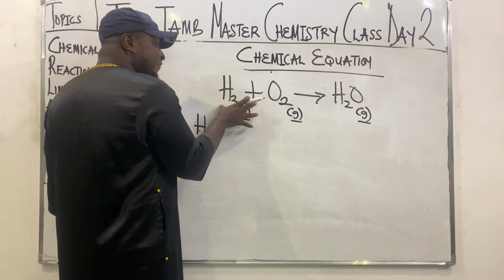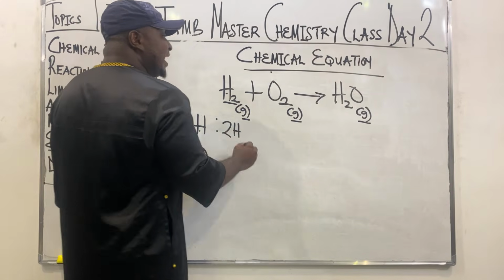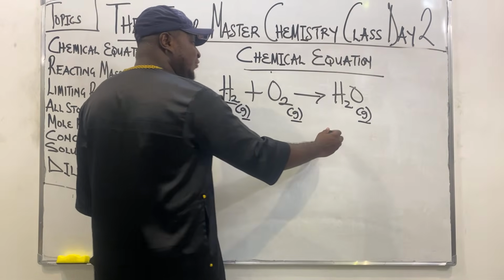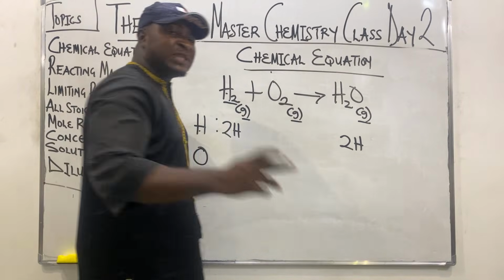How many hydrogens do you have on the left hand side? Class, you have just two hydrogens on the left hand side. Now check, how many hydrogens do you have on the right hand side? You also have two. So class, hydrogen is balanced. But class, I must tell you something.